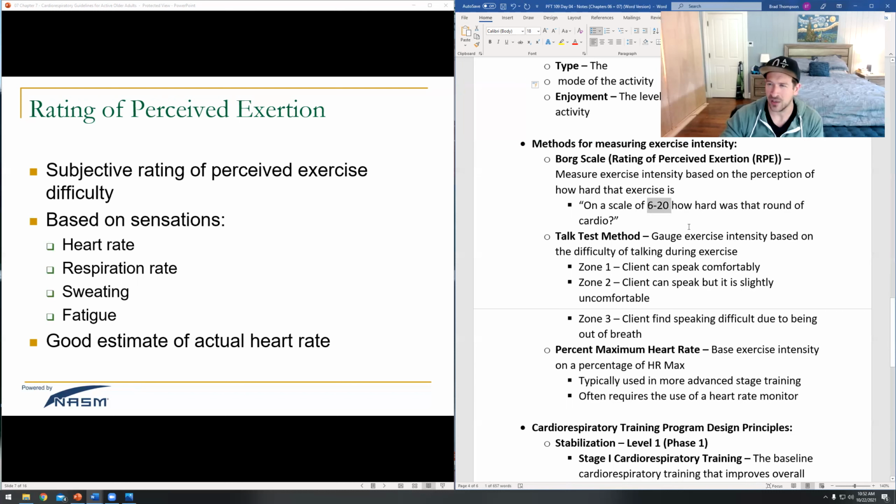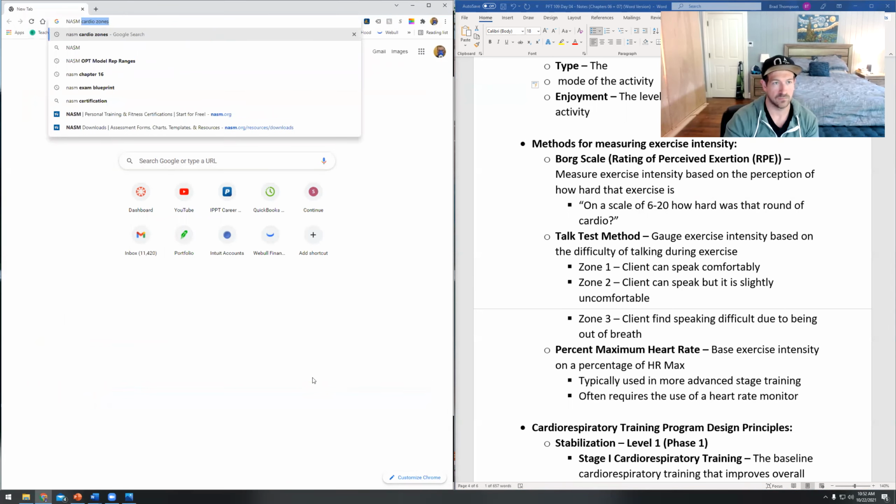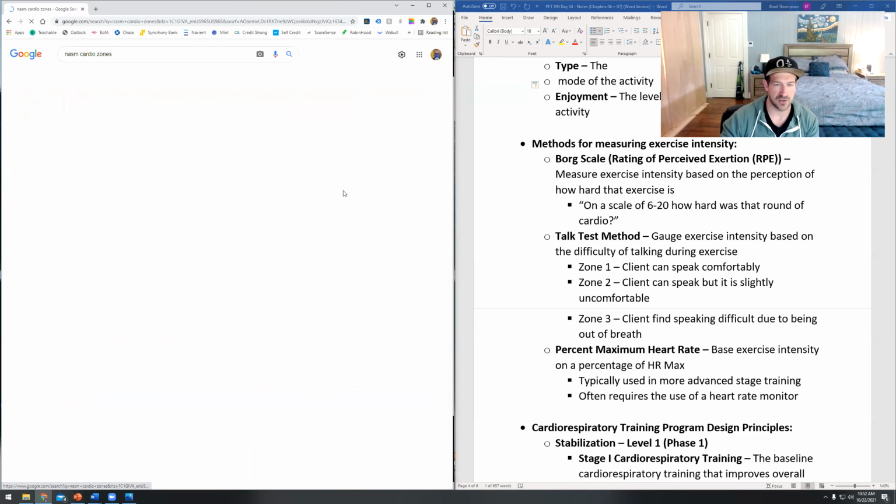It's 6 to 20, which is kind of weird, but if you think about it, the lowest your heart rate gets is around 60, and the highest it'll ever get is around 200 for most people. So that's actually where that scale came from. But you can also always use the modified Borg scale, which is 1 to 10. And so for exercise in general, if we look at the RPE scale, we look at our cardio zones here.